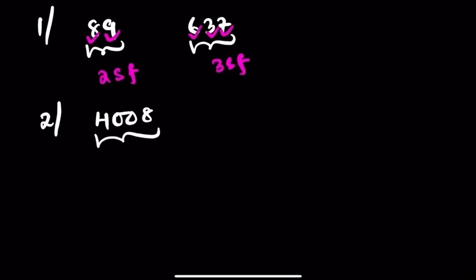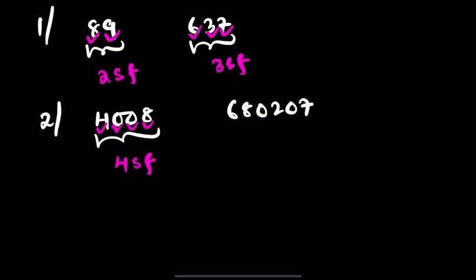4008. So when zeros are between the non-zero digits, we'll count the zeros. So 1, 2, 3, 4. So it has four significant figures. Another one, 680200207. Again, we'll count the zeros between non-zero digits. So 1, 2, 3, 4, 5, 6. This has six significant figures.